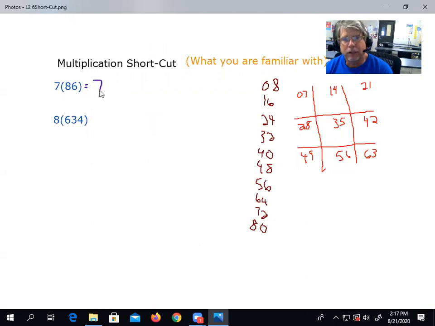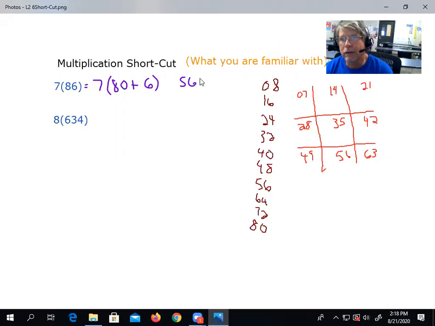So 7 times 86, remember distributive property means we have to use addition. So I can break the 86 apart into 80 plus 6. So if trying to do the 86 all at one time, we can do it in two pieces. 7 times the 80, well 7 eighths or 8 sevens. The eighth fact would be that 56 there. So it's going to be 560.